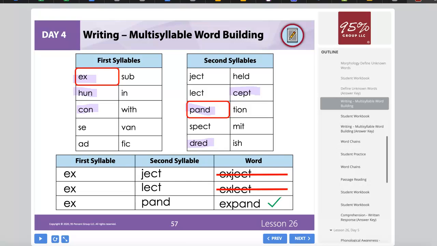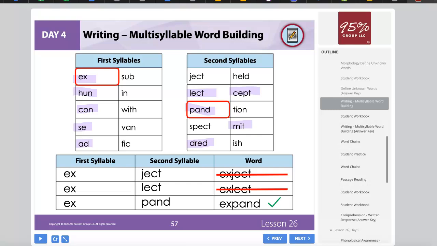Okay, what about subject, suspect, select, select. Sorry guys, I accidentally missed that one. Select. All right. What about adject, adspect, adheld, adshun, admit? Admit is a word.